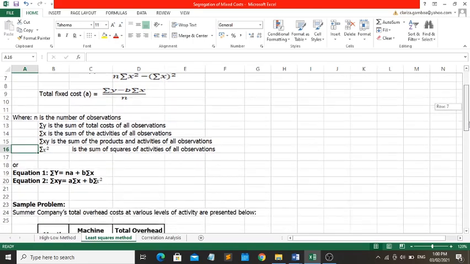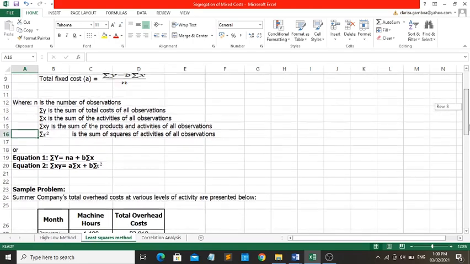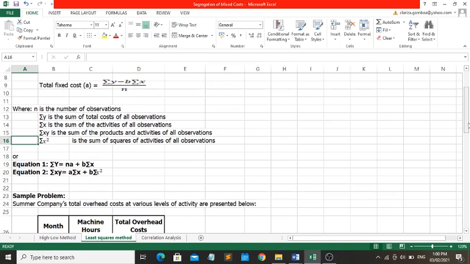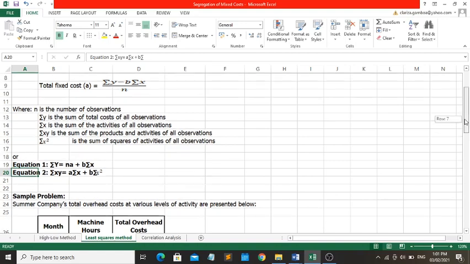And we also have another way to formulate the cost function or cost formula. We can use equation 1 and equation 2, then use elimination or substitution. In this problem, I will just show the first way to compute A and B and to formulate the cost function or cost formula.